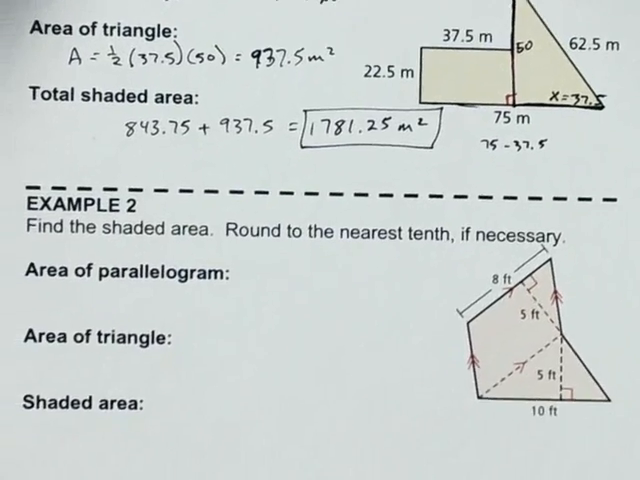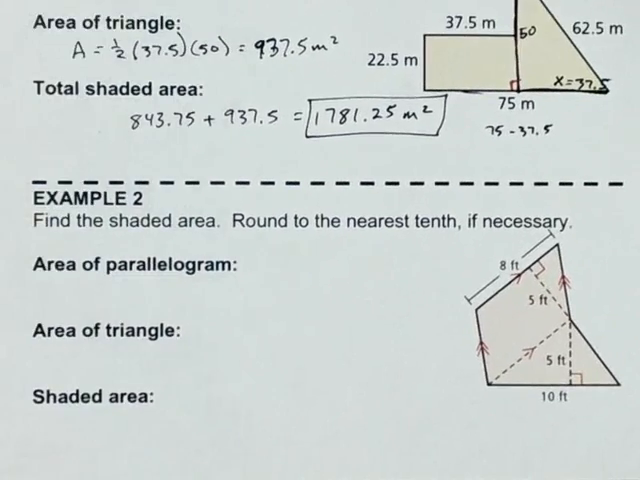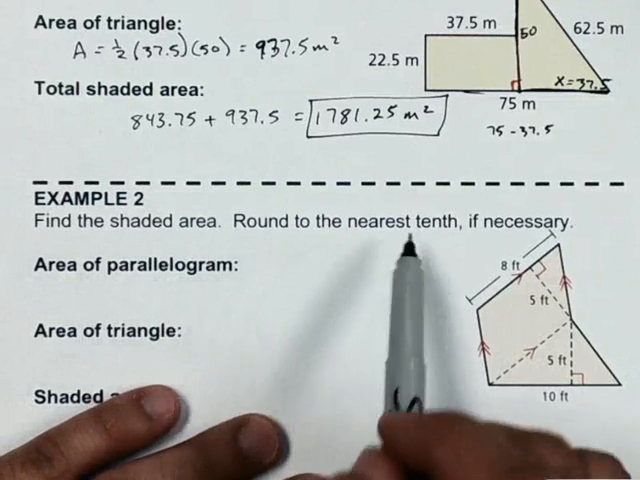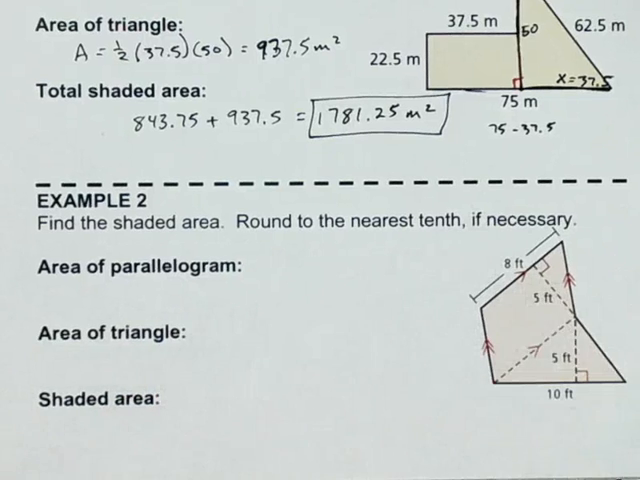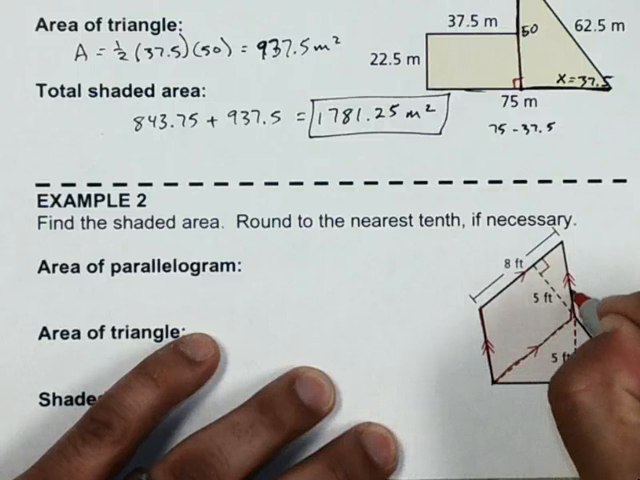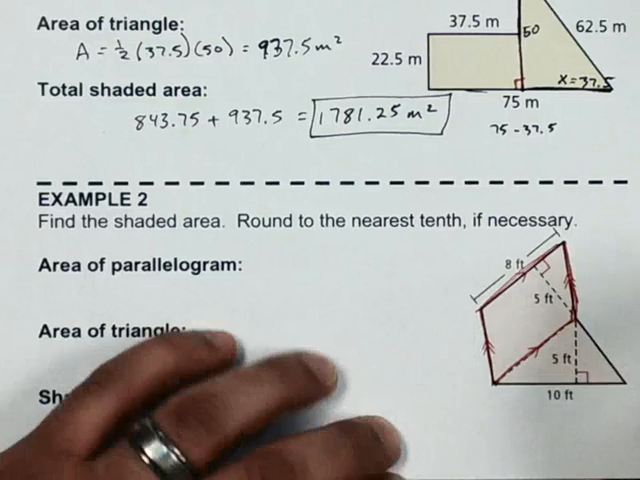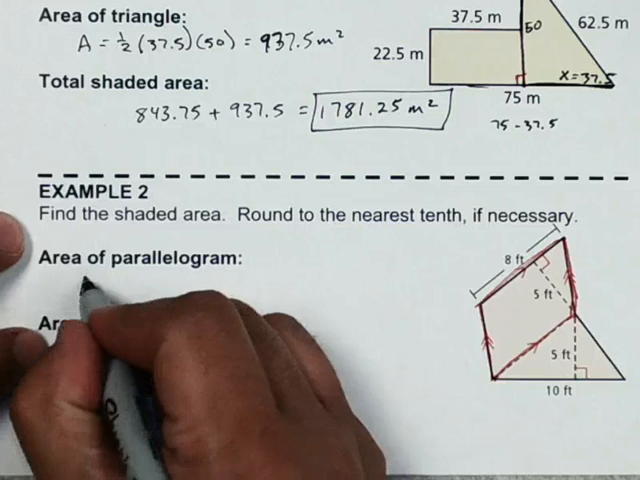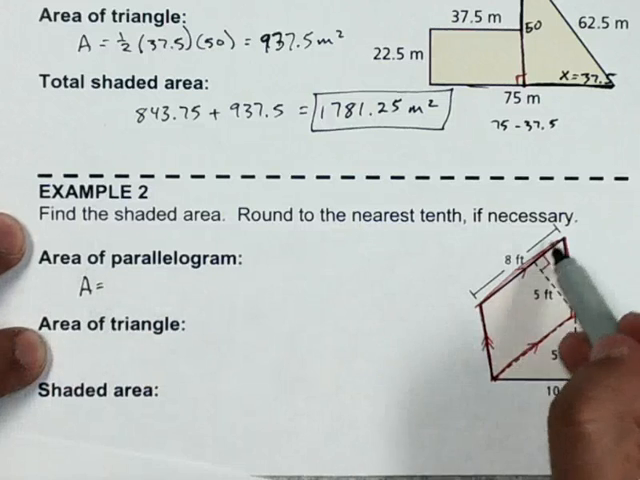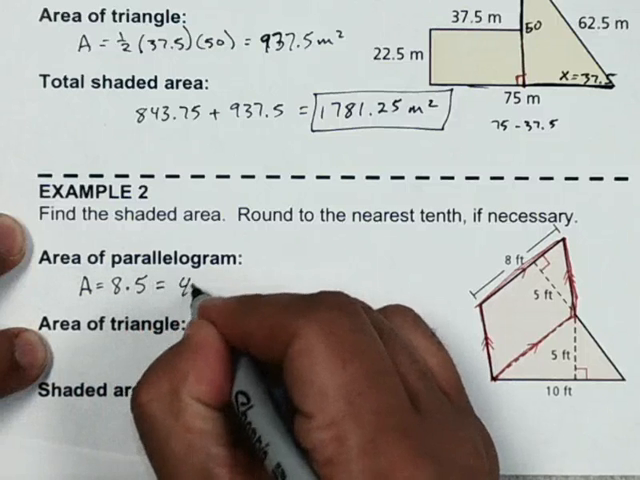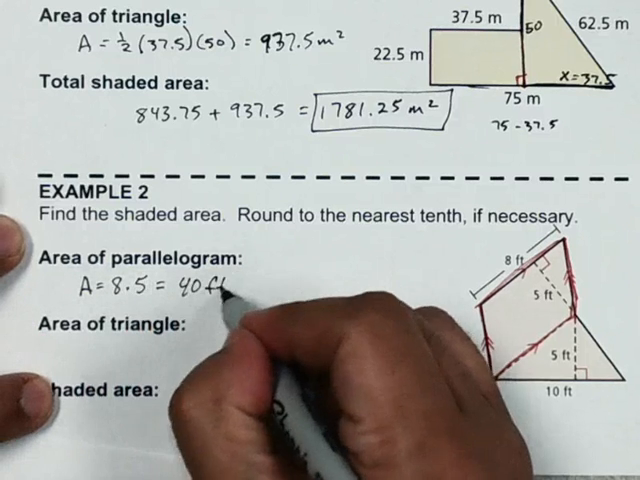All right, let's look at another one. This one, find the shaded area, round to the nearest tenth if necessary. I want to outline this right here, and I have this parallelogram, excuse me, and then I have a triangle down here at the bottom. Remember that the area of a parallelogram is base times height. My base is going to be 8, my height happens to be 5, so that gives me 40 feet squared.